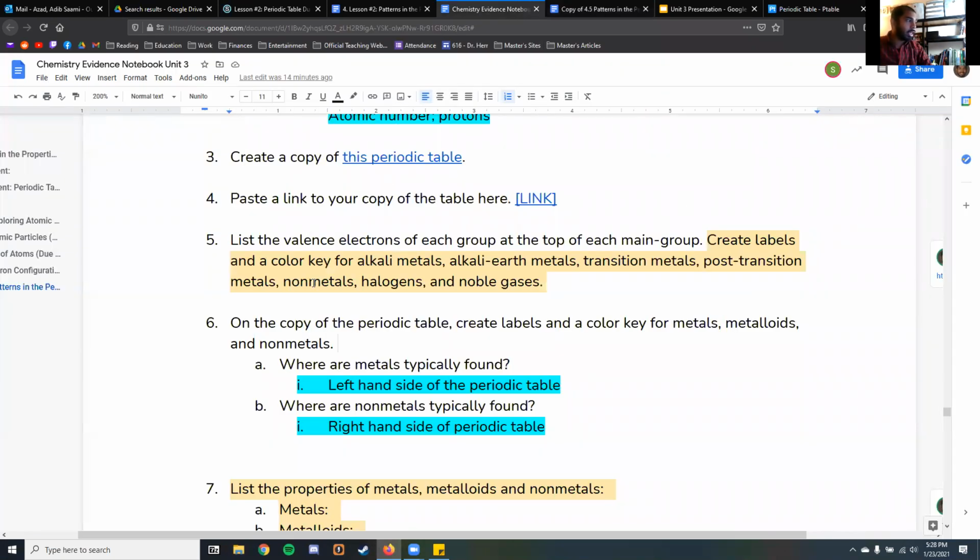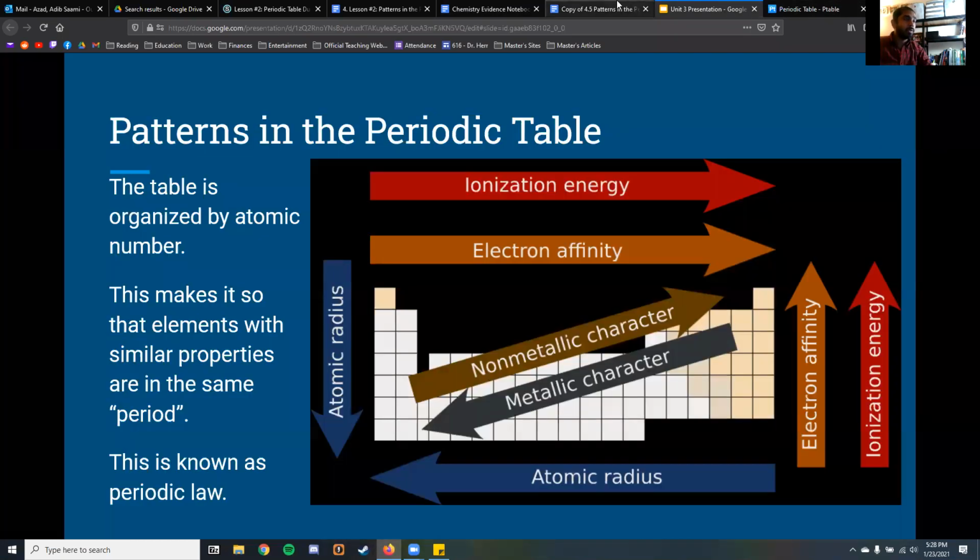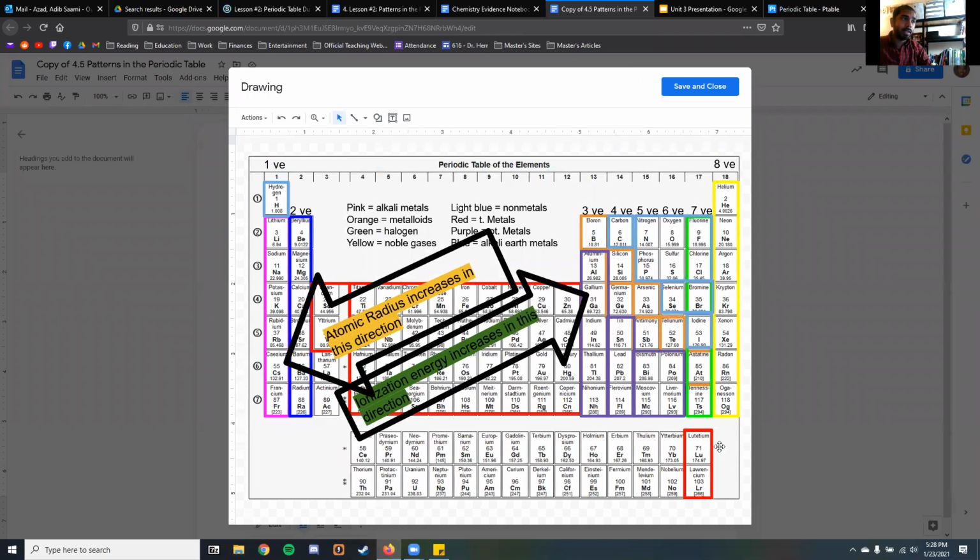I had you create labels and a color key for the alkali metals, alkaline earth metals, transition metals, post-transition metals, non-metals, halogens, and noble gases. There will be some overlap between the non-metals and the halogens, but that's the only place there will be overlap.